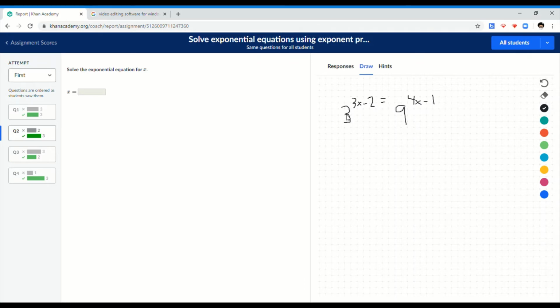We have a base of 3 and we have a base of 9, and we need these bases to be the same to apply our log trick. What I like about 9 is that I can turn it back into a 3. So I'm keeping this one the same, 3x minus 2, and instead of 9, I'm going to go ahead and write a 3. Well, I need to ask myself, what needs to go in the exponent? 3 to the what makes 9? That's going to be 2. Put a 2 out in front.